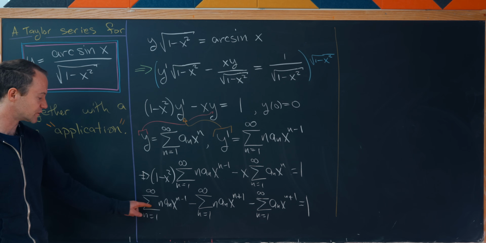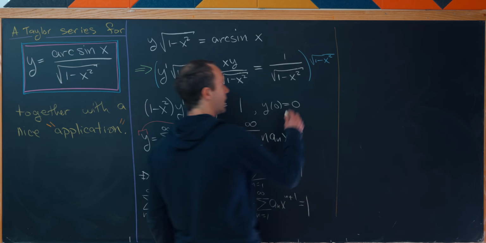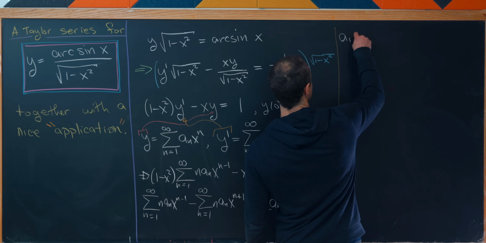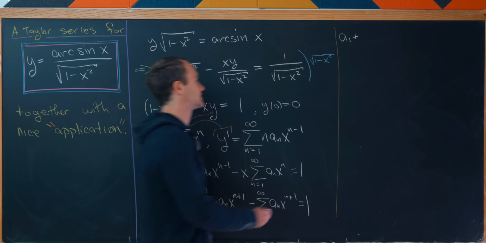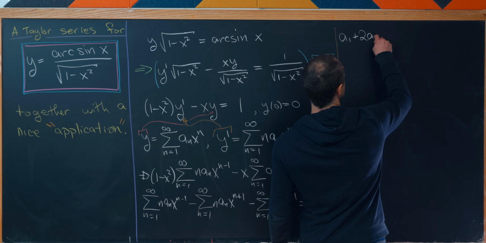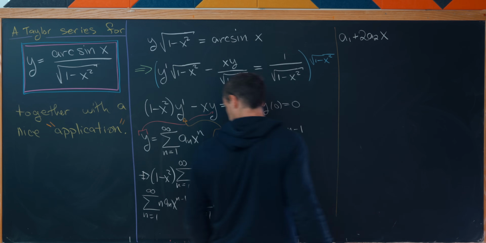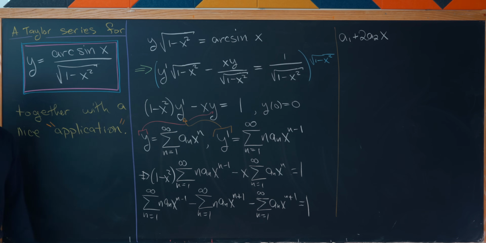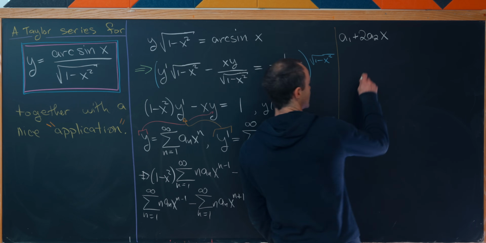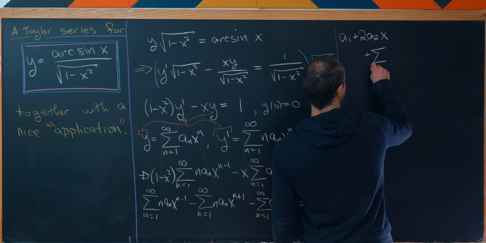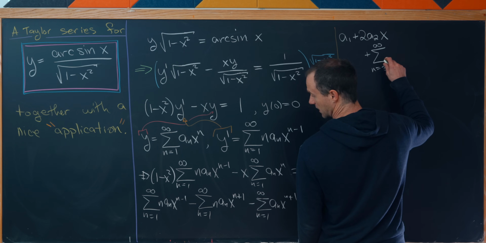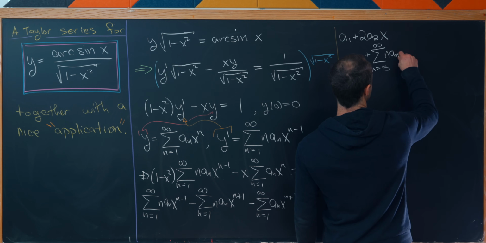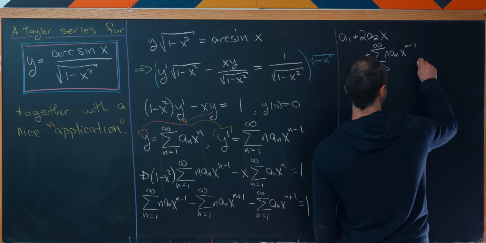So let's see, the n equals 1 term will give us a sub 1. So here we have a sub 1 plus the n equals 2 term will give us 2a sub 2 times x, because we've got 2 minus 1 is 1, and then we'll start at n equals 3. So that'll be the sum as n goes from 3 up to infinity of exactly the same thing. So we have n a sub n x to the n minus 1.